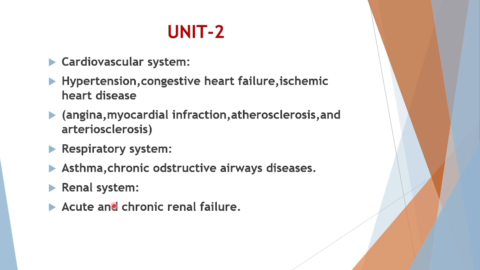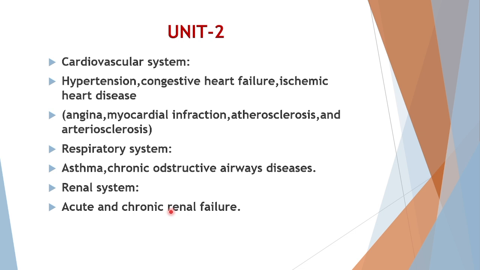Okay. Next, renal system. The renal system is mostly associated with the kidneys, the functioning of the kidneys and nephrons. How many types of renal failures are there? Acute renal failure and chronic renal failure. Renal failure is the condition in which the kidneys are unable to filter the water and other components in the body. Okay. This is about renal failure.